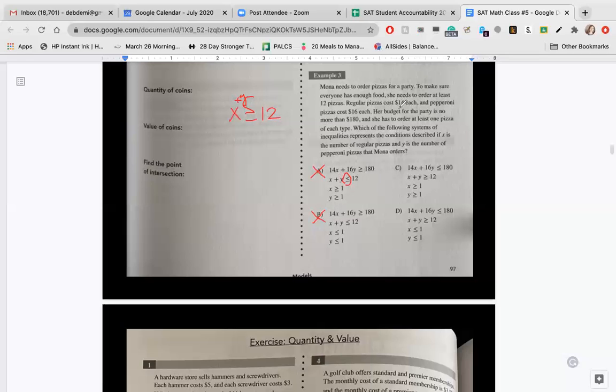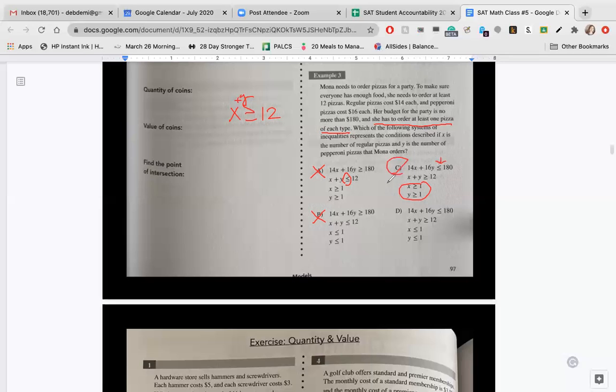Okay, and then we're going to go down here. I'm just going to skip all the $14 and everything. It says her budget is no more than $180, so it has to be less than 180, no more than. And she has to order at least 1 pizza of each type, so they both have to be greater than 1. See that? X is for one kind, Y is for the other. They have to be at least 12 pizzas together, and the total amount they spend has to be less than $180. So the answer is C.